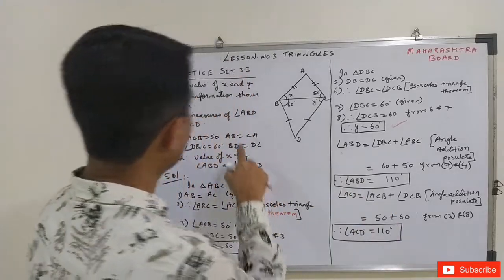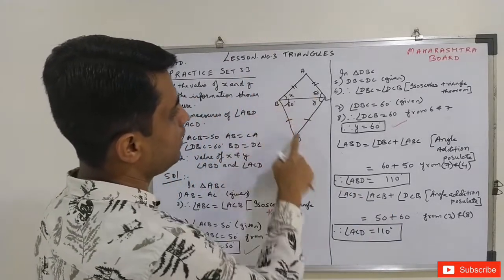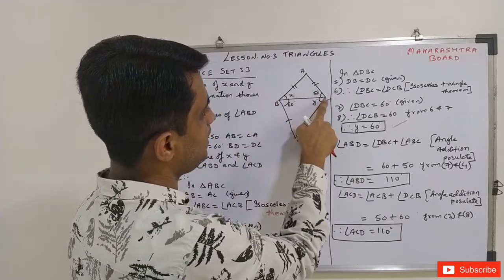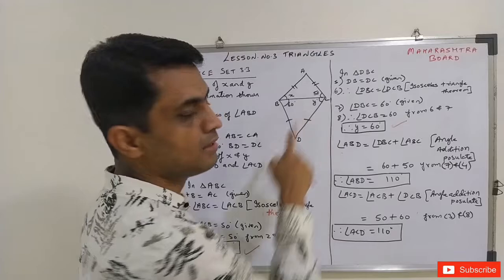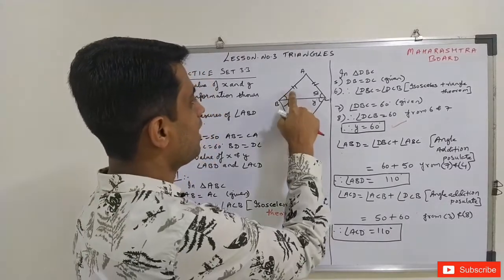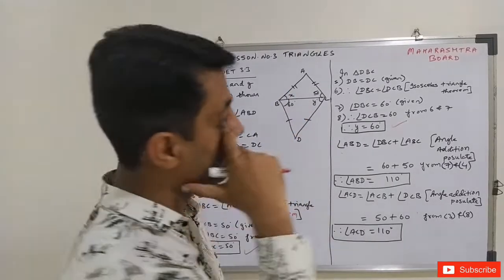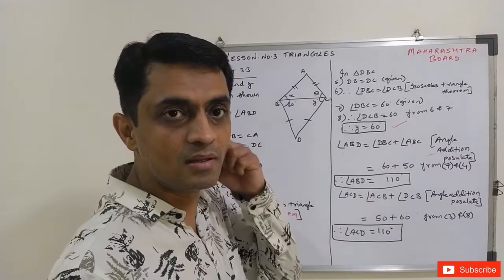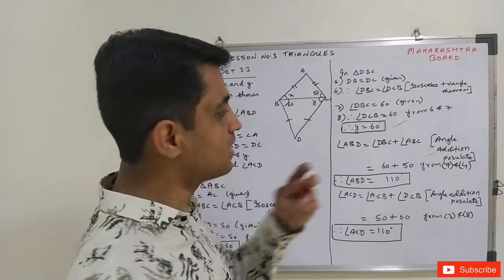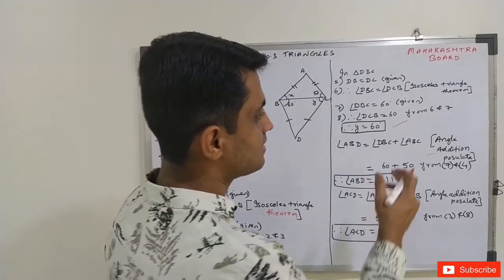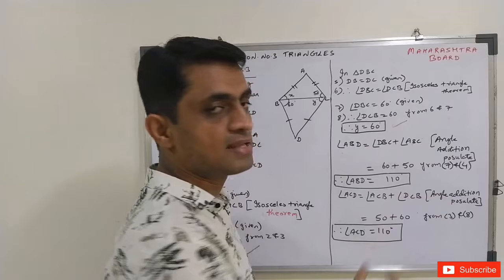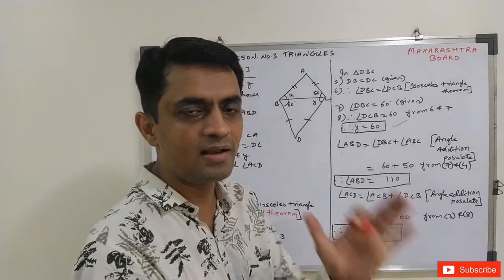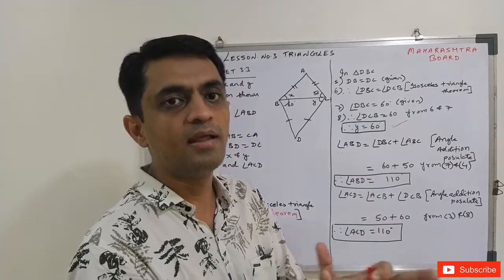Now we have to find ABD. What is ABD? ABD is ABC plus DBC. Do you agree? When you add two angles, you will get a bigger angle. Angle addition postulate. What do you mean by postulate? It is an assumption, not exactly an assumption, it means axiom. It is also called an axiom. It is understood that when you add two smaller angles, you will get a bigger angle.